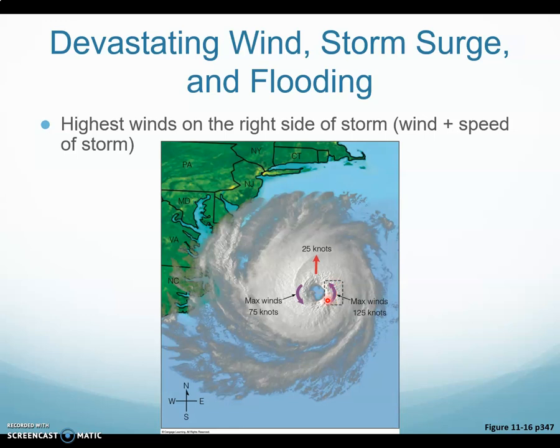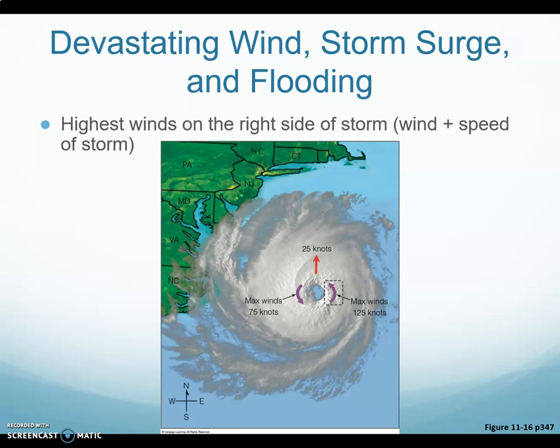knots. Whereas on the left side of the storm, since the winds are counterclockwise, the winds are moving to the south, which are then countered by the forward motion of the storm, so you end up having maximum winds of 75 knots. So where can you expect the strongest winds? On the right side of the storm. This is something we're familiar with here in Florida. We've dealt with this before, but there you go. There is an explanation as to why the right side of the storm is always the worst.